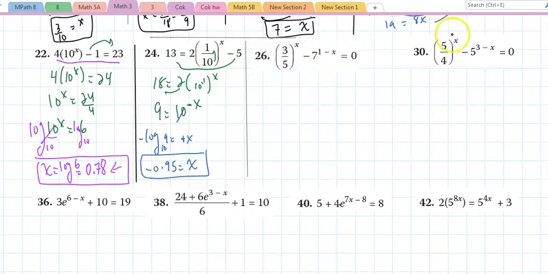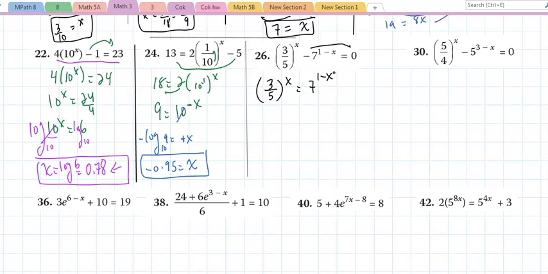I glance at a problem and I say, okay, well, this is exponential. Let me isolate the exponential by itself. If I move that to the right, it becomes a positive. And then I realize there's no way I could write 3/5 as a 7, because 3/5 is 0.6. So what I do, I'm going to log both sides.